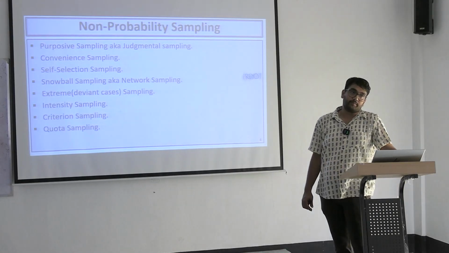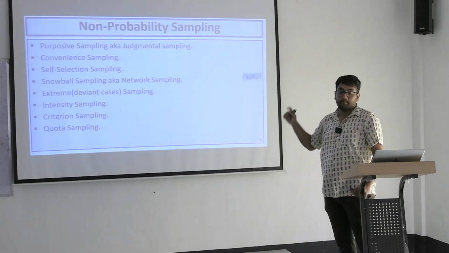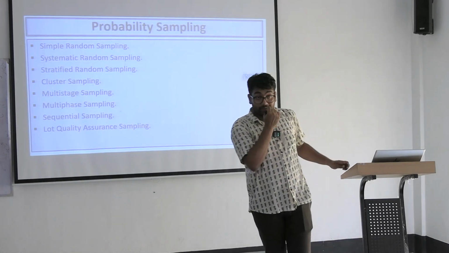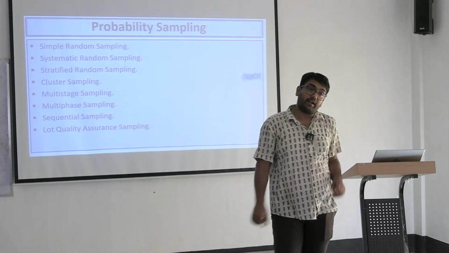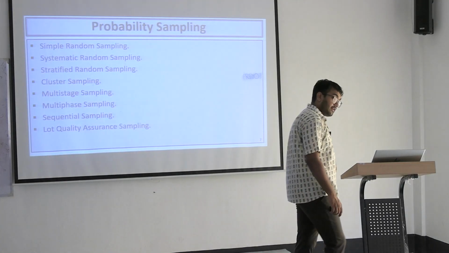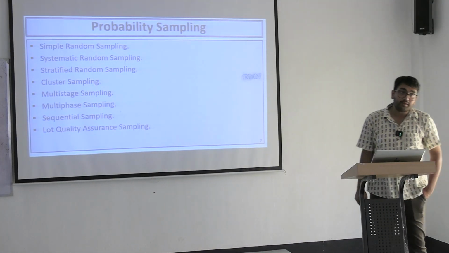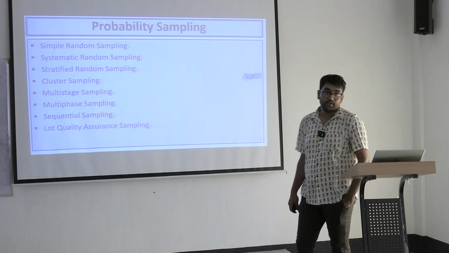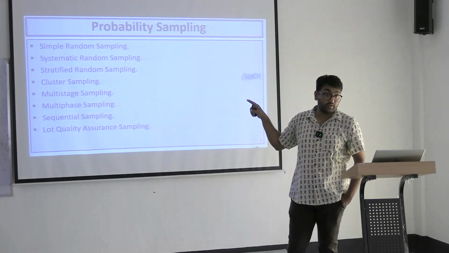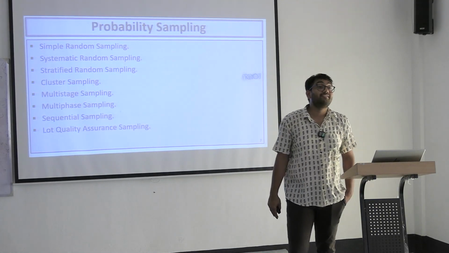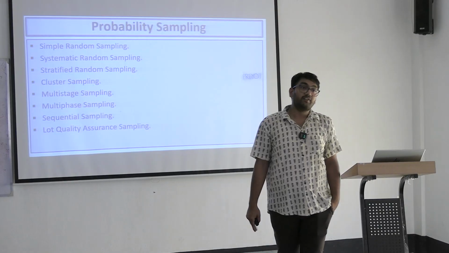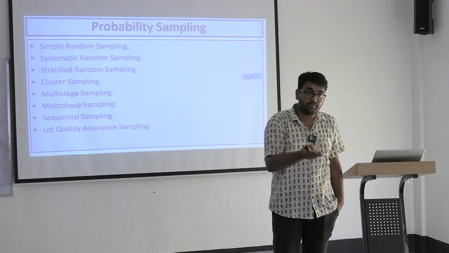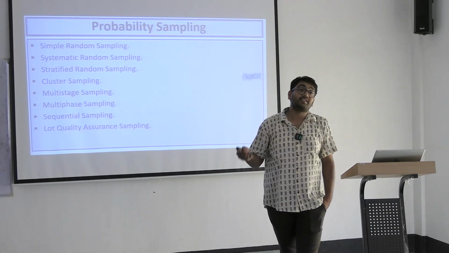Next, probability sampling. So what are the different types of probability sampling? The different types are simple random sampling, systematic random sampling, stratified random sampling, cluster random sampling, multi-stage sampling, multi-phase sampling, sequential sampling, and lot quality assurance sampling. What I discussed for the adolescents in Birbhum was a multi-stage random sampling, isn't it? First we selected blocks, then we selected schools, then we selected students. So we did it in different stages. So it was a multi-stage sampling.